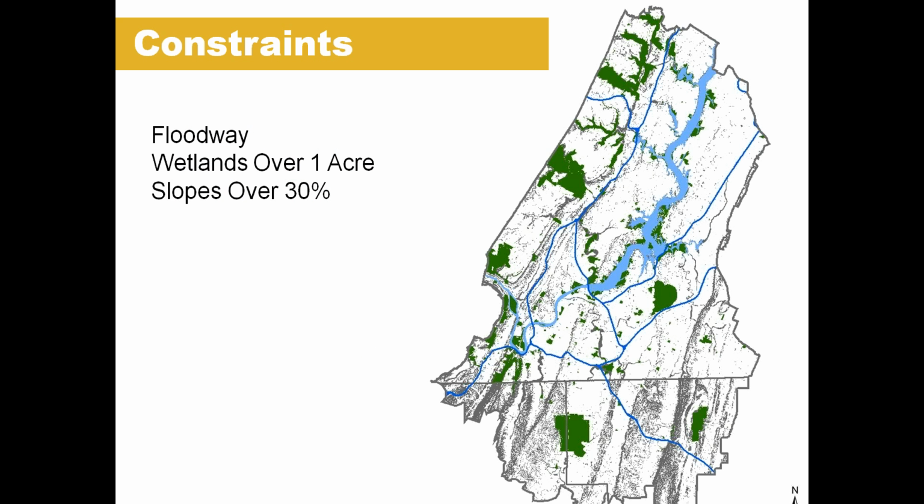So the first thing we did is we looked at the constraints, because you cannot build everywhere. There's things that kind of restrict development, things like floodways, wetlands over an acre, and slopes over 30%. So below, on the map here, you see this kind of dark gray things on the map, and those are the constraints.